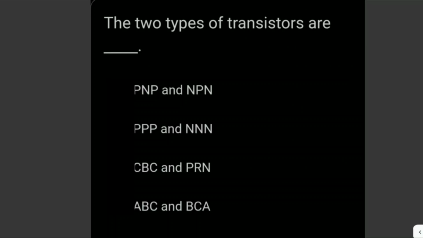The 2 types of transistors are PNP and NPN, PPP and NNM, CBC and PRN, ABC and BCA. The answer here is PNP and NPN. An NPN transistor consists of 1 piece of N-type, then 1 piece of P-type material, and then 1 N-type piece of material. A PNP is just the opposite.